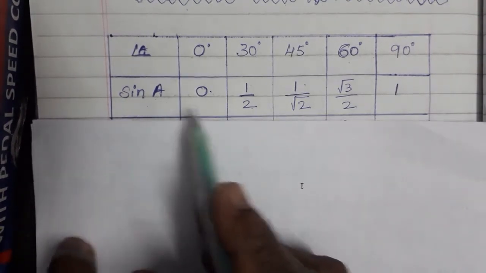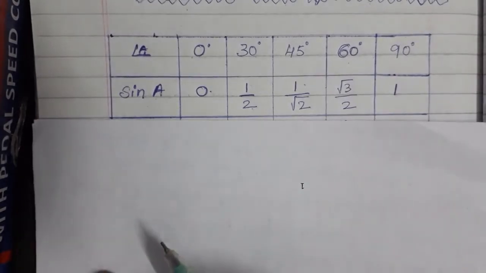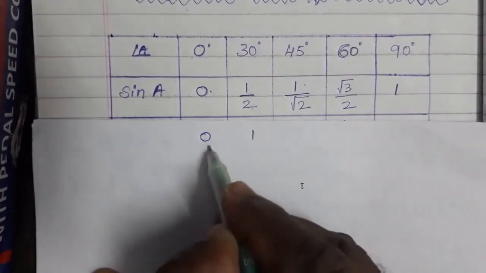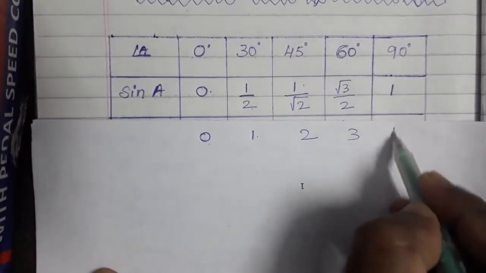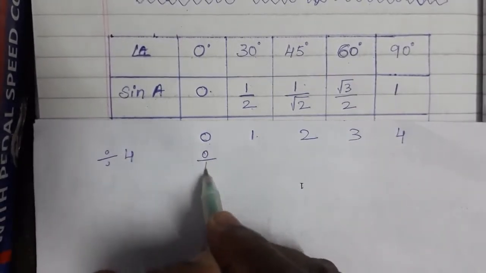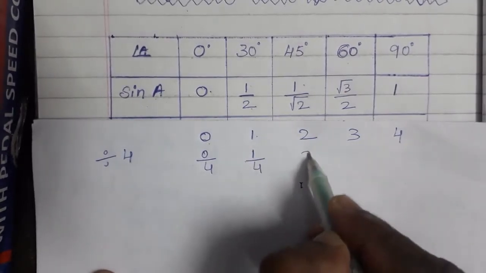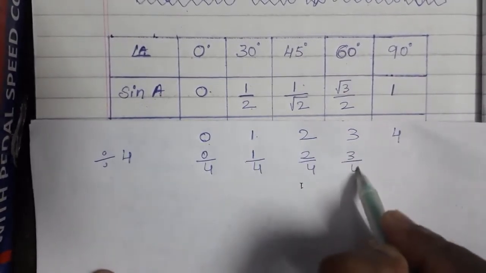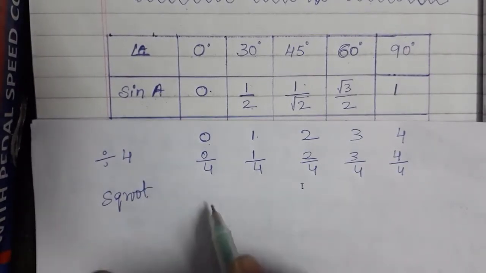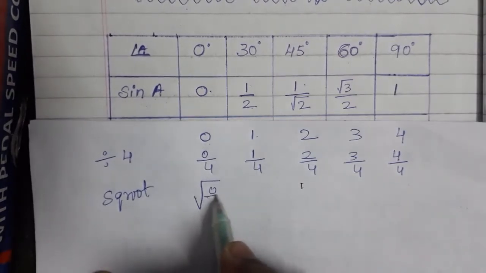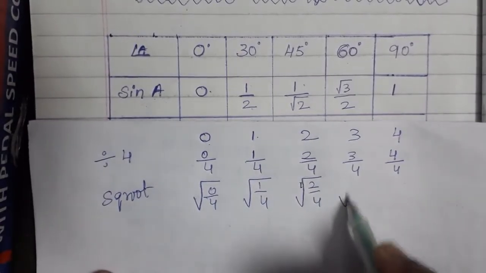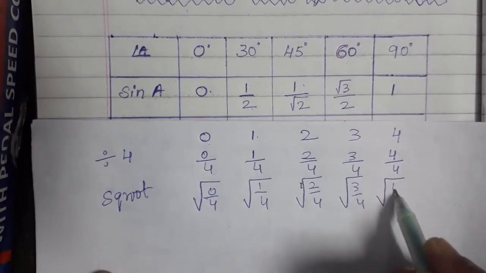Now, to remember the sin A values, we will prepare an activity. First write the numbers from 0 to 4: 0, 1, 2, 3, 4. Next, divide the numbers by 4: 0 by 4, 1 by 4, 2 by 4, 3 by 4, 4 by 4. Now take the square root of all these numbers, that is square root of 0 by 4, square root of 1 by 4, square root of 2 by 4, square root of 3 by 4, square root of 4 by 4.